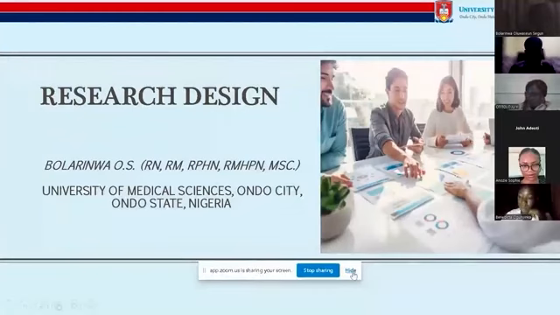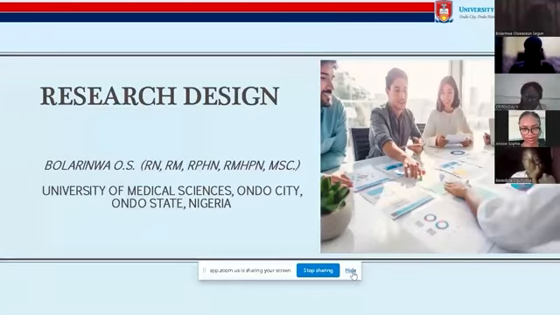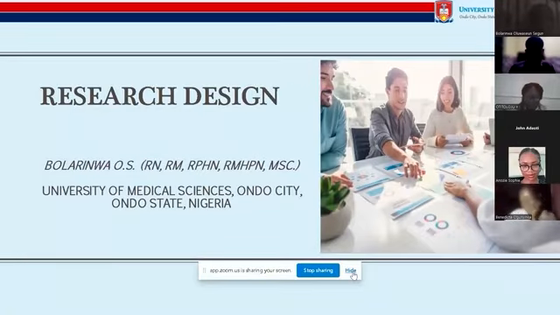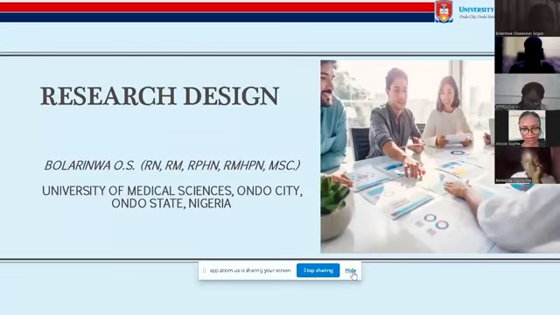So I want to quickly speak on the research design. The previous lecturers have given us a lot of information about what research is. You cannot but write research as a student in higher institution, irrespective of the course you are running. So research is peculiar at this level. You have to write one research or the other.